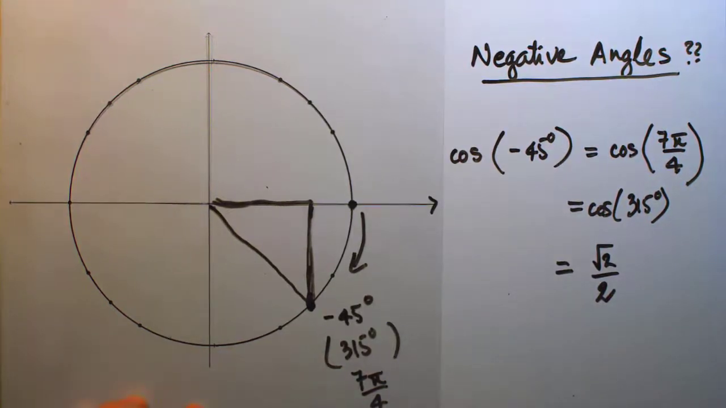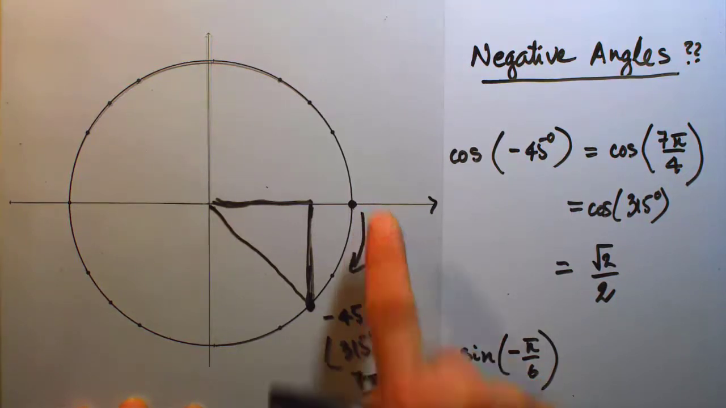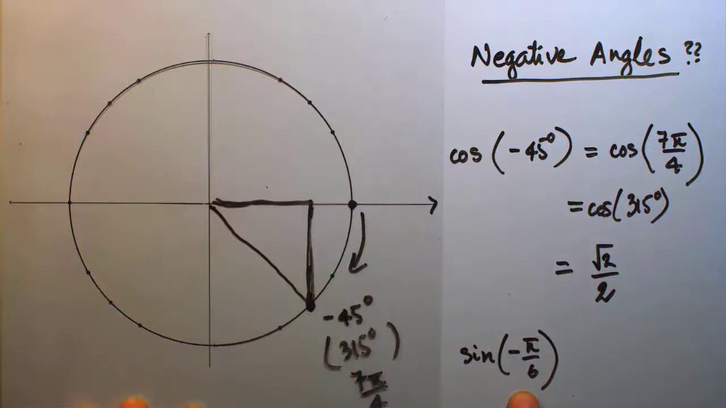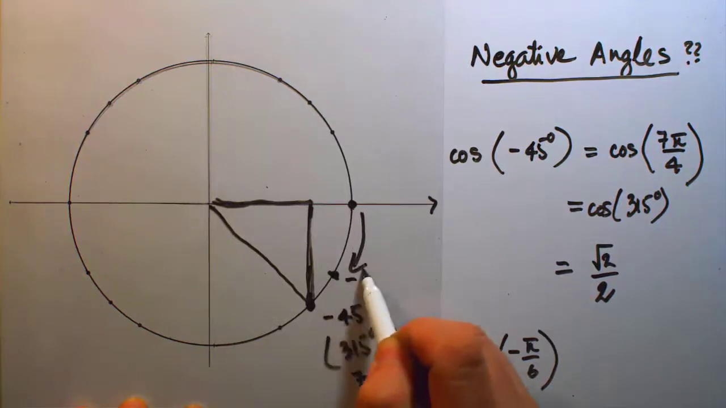And then likewise, sine of negative pi over 6, for example. Once again, think about your starting point of the terminal point is here, and then making a pi over 6 rotation in a negative way, we're landing right here. So this is a negative pi over 6.